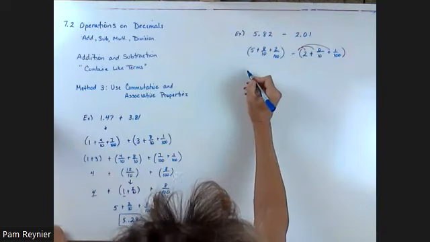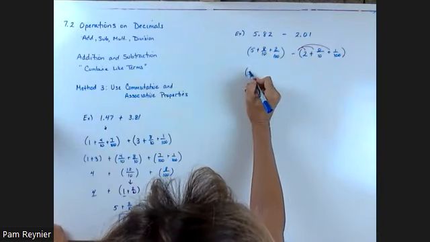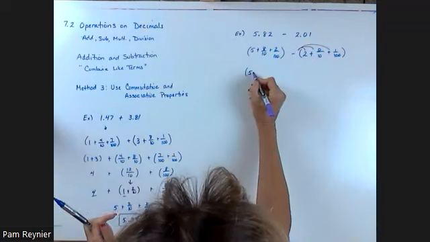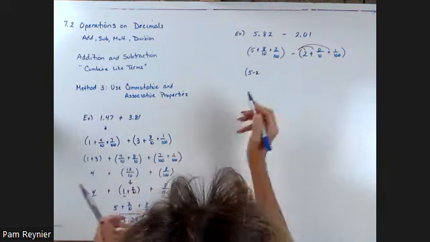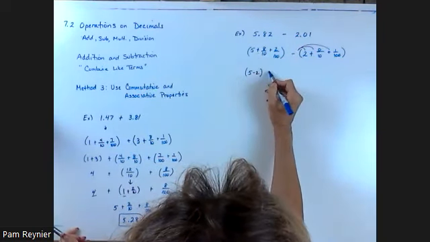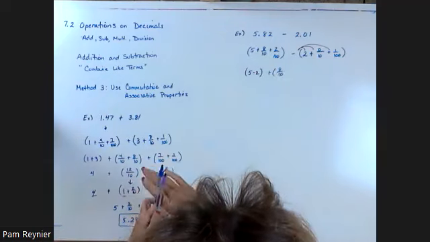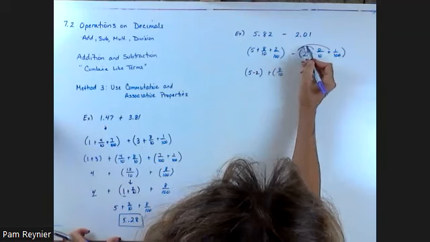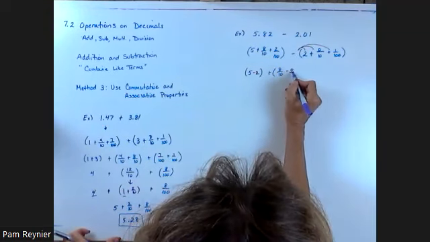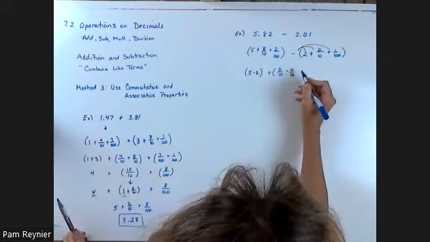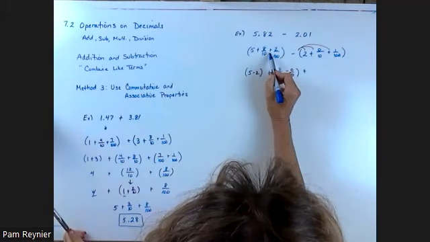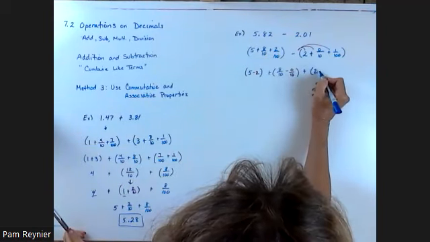So if I regroup and move, the whole numbers are going to be 5 minus 2. Then I'm going to add to that the tenths, which are 8/10. I'm going to be literal, minus 0/10. And then I'm going to combine and add the 2/100.